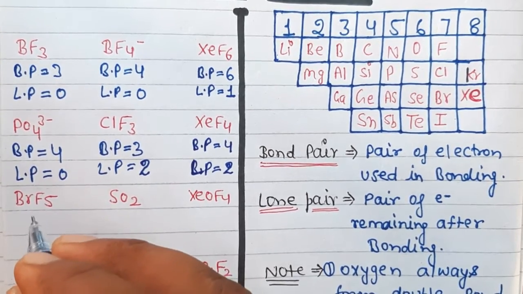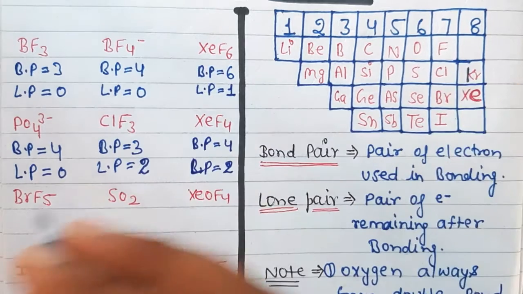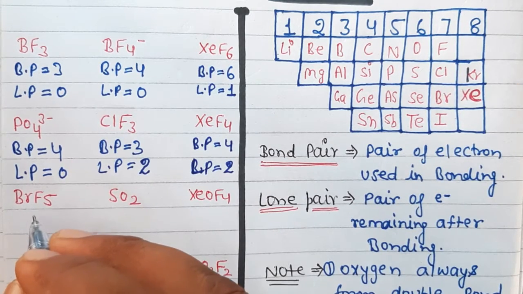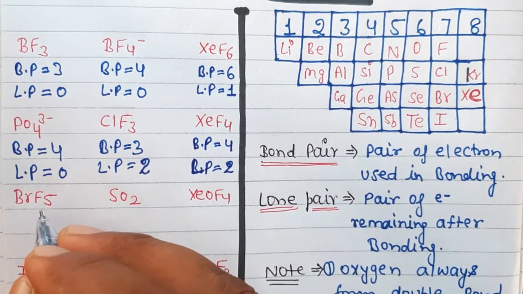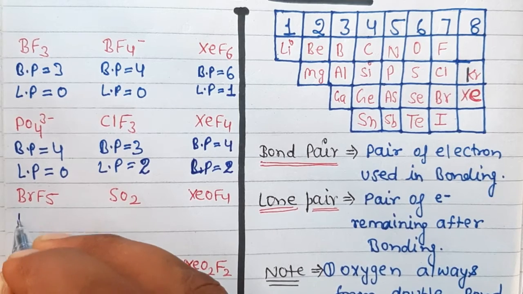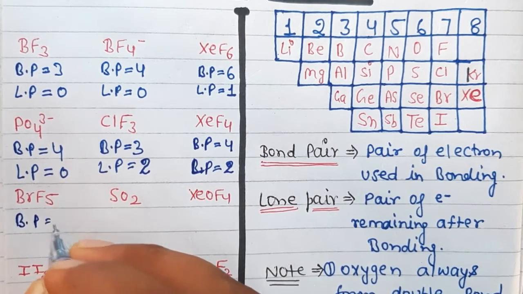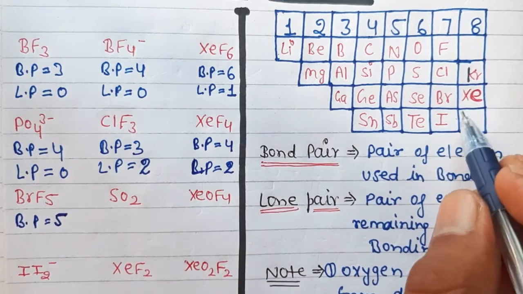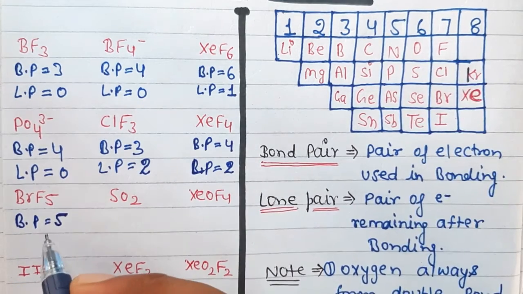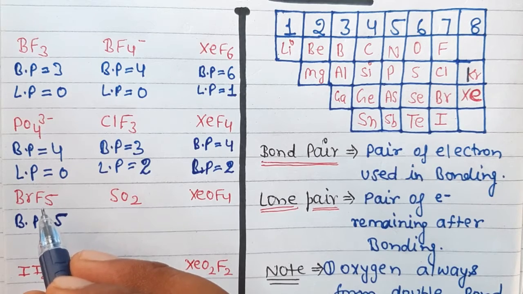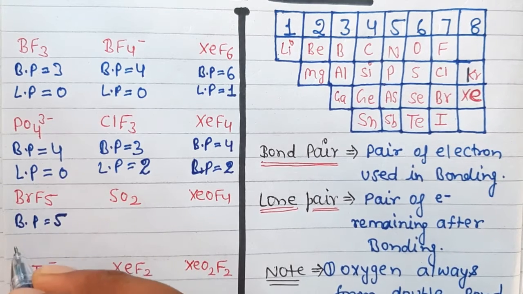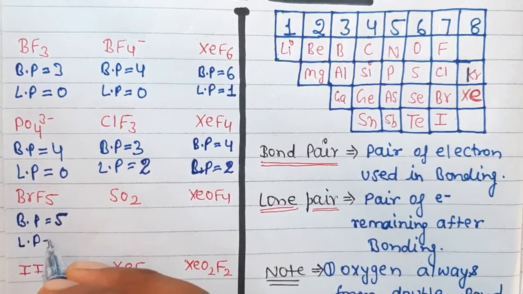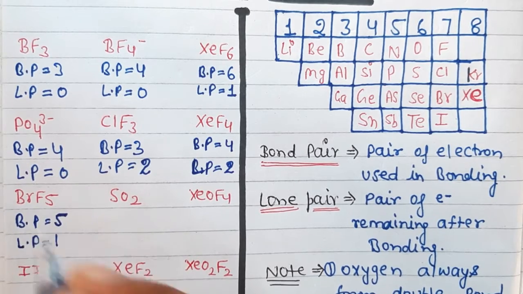Let's talk about this example. Bromine has 7 valence electrons, and it uses 5 electrons to form bonds with chlorine atoms. So the number of bond pairs is what? 5. Now we know that bromine has 7 valence electrons and it uses 5 electrons with chlorine atoms. So the remaining electrons are 2. So the lone pair is what? 1, because one lone pair contains 2 electrons.